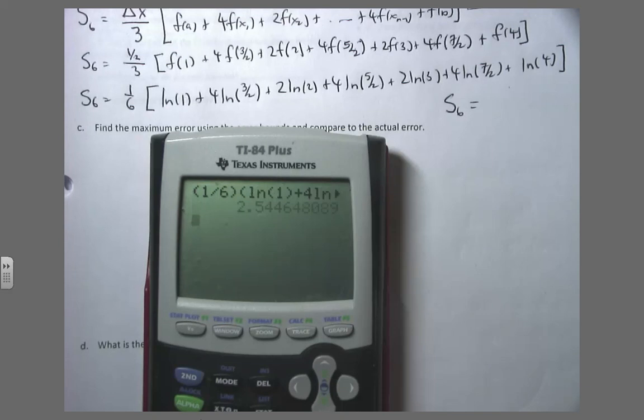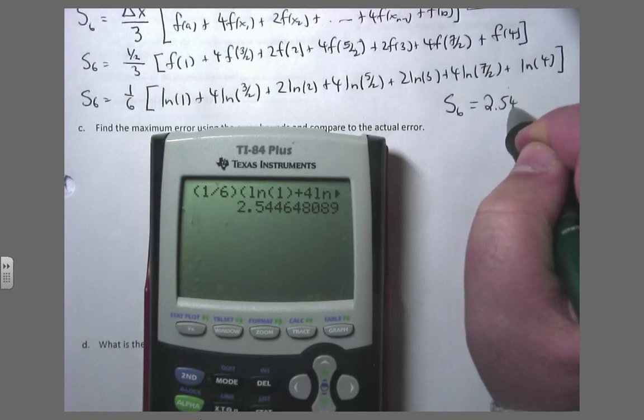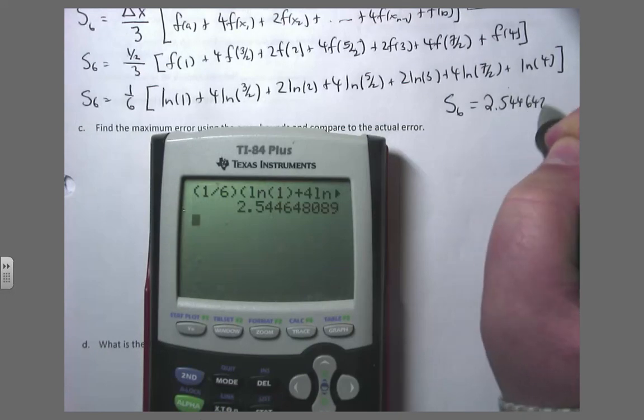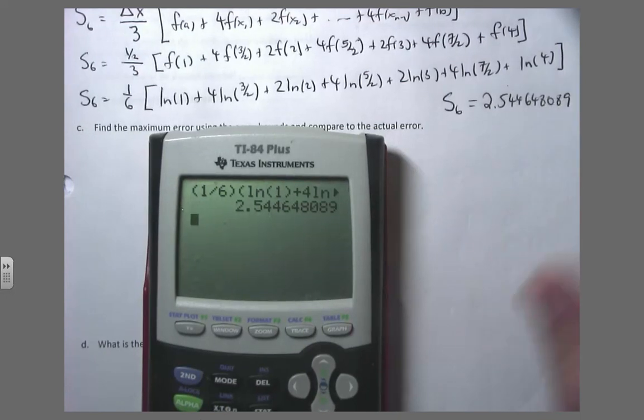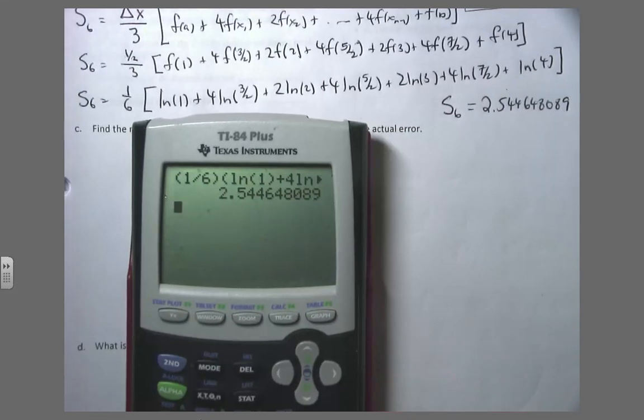And according to my calculator, I got the answer 2.544648089. That's what I got for Simpson's Rule. But I happen to have the program on my calculator. Let me show you how the program works, and why you really want this program.